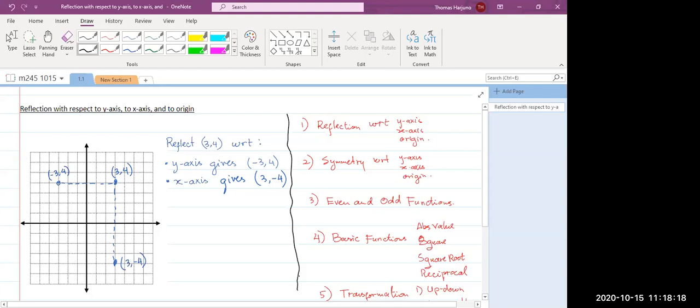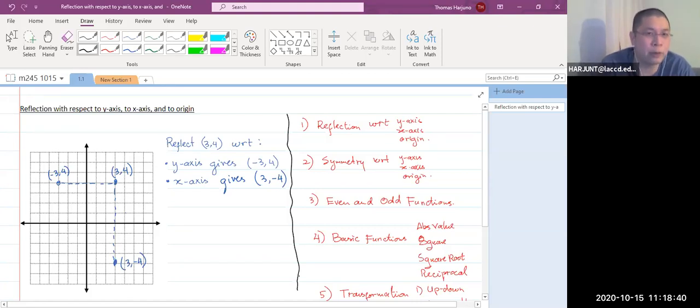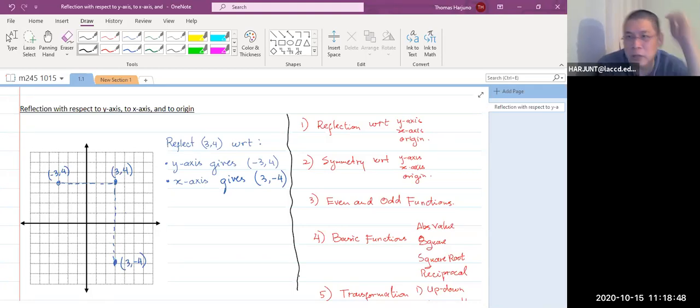Wait, so basically, just for clarification, you're saying that if it's x-axis, the y is the one that changed, and if it's y-axis, yeah. But instead of just thinking about what I say, take a look at the picture. Take a look at the picture. Okay, you see what I mean? So when I say that when you reflect with respect to the x-axis, then only the y changes, it's actually from the picture. It's not a theorem that I didn't tell you earlier. It's actually from the picture. Okay, so imagine the picture.